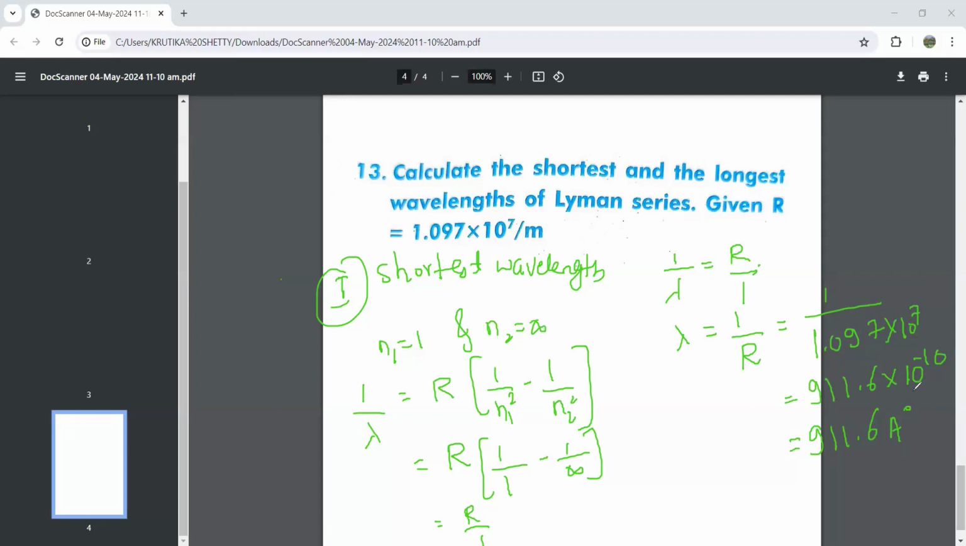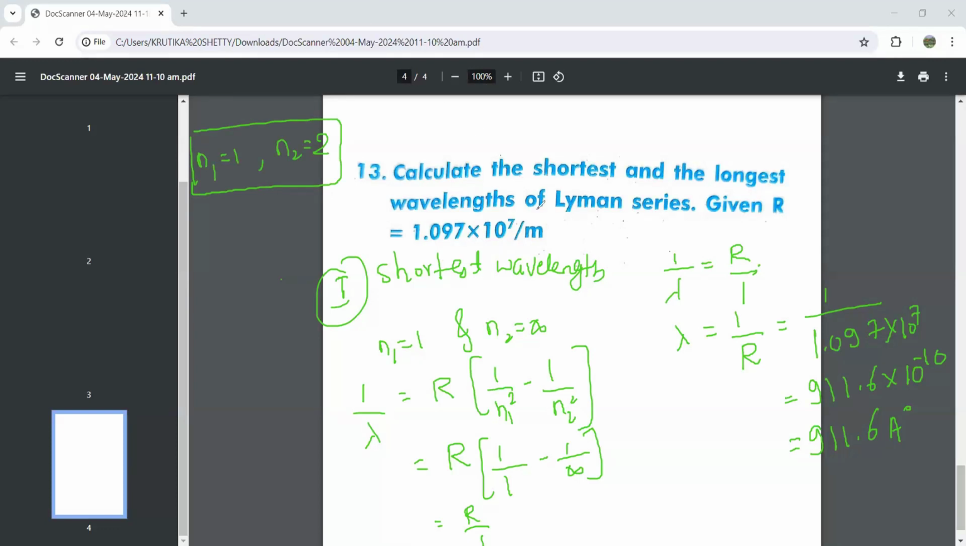So for the longest wavelength, what will you do? It is a Lyman series, therefore n1 is equal to 1 and n2 is equal to 2. Please do the calculation for the longest wavelength. Shortest I have calculated. Copy that down and calculate the longest wavelength. For the shortest, n2 is equal to infinity.